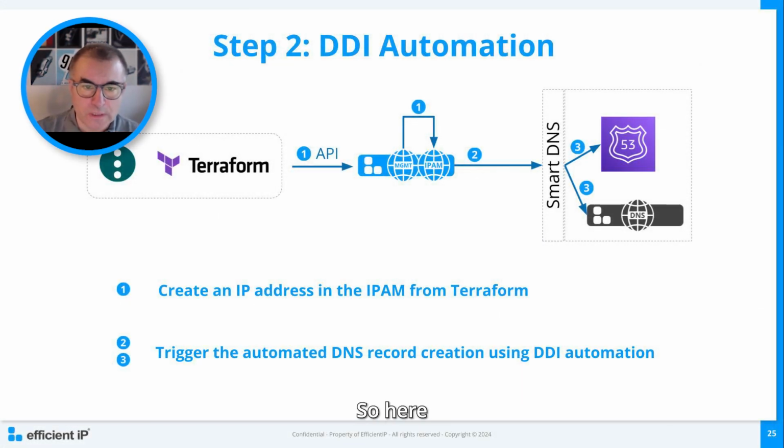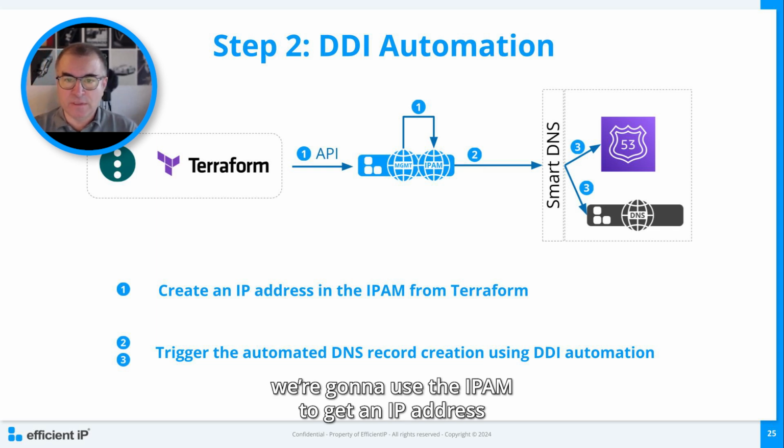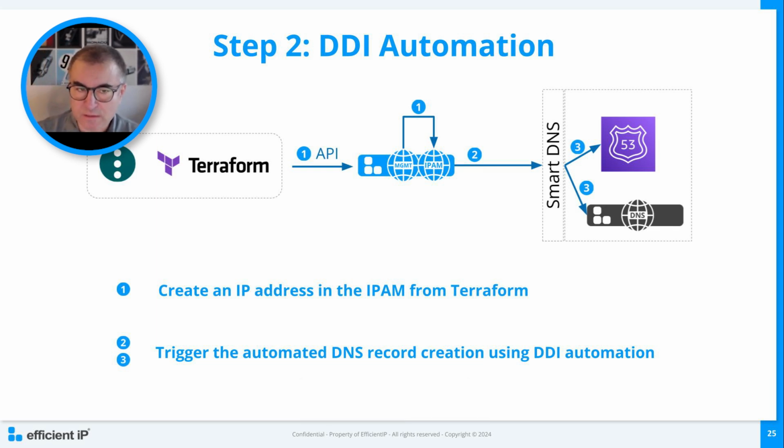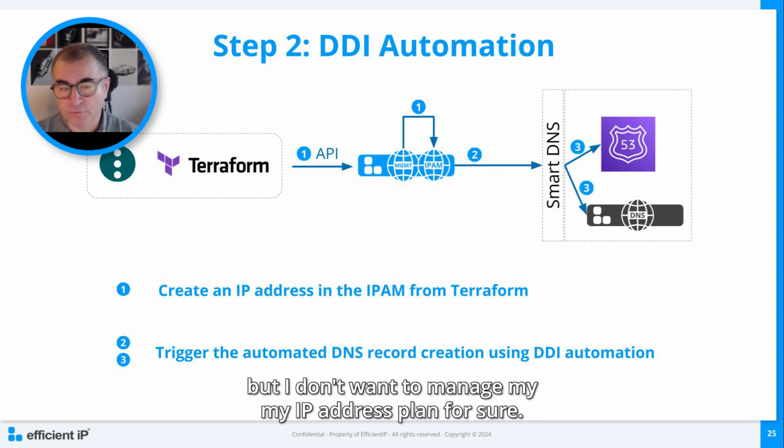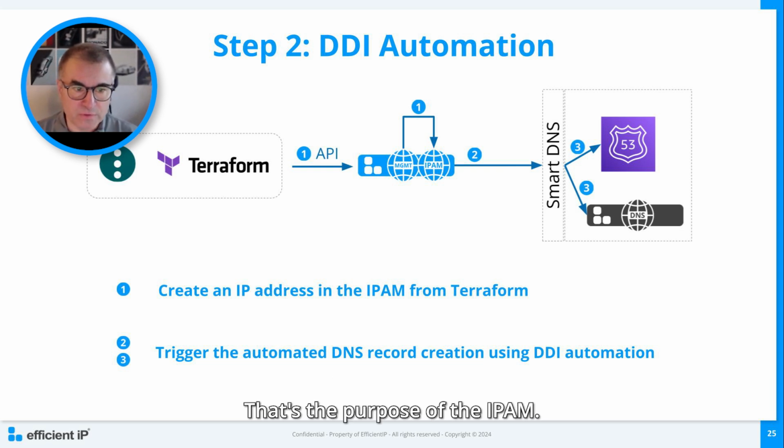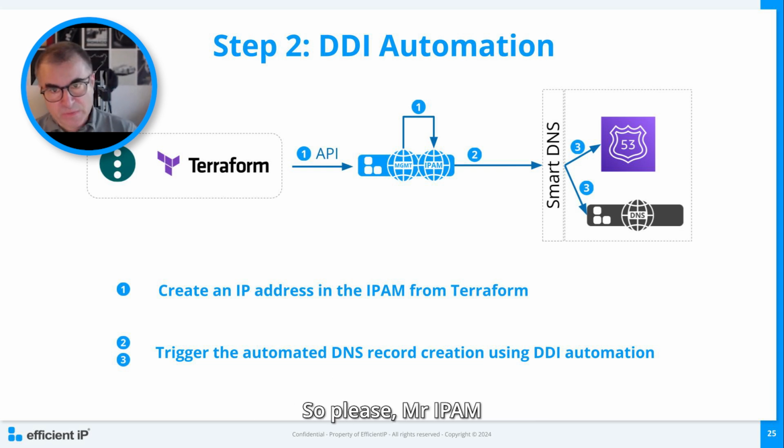Step 2. So here we're going to use the IPAM to get an IP address, because in step 3 I would like to have my VM-specific IP address, but I don't want to manage my IP address plan. For sure, that's the purpose of the IPAM. So please, Mr. IPAM, provide me with a free IP address.